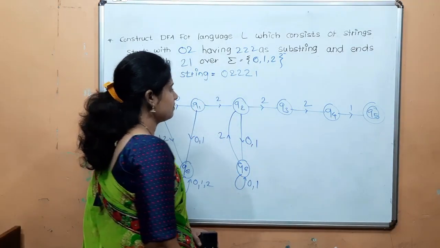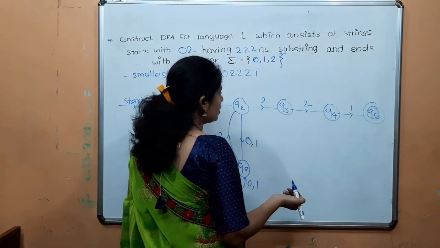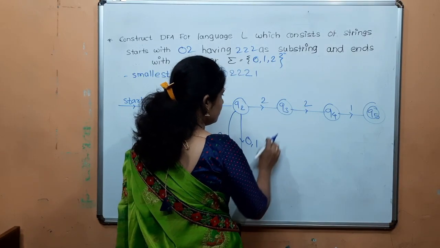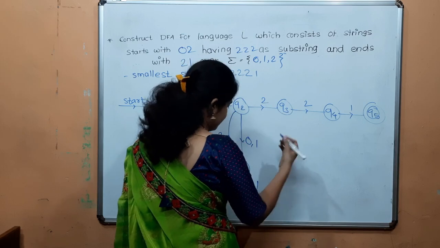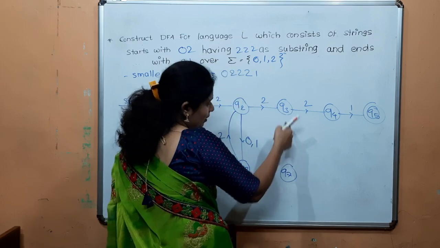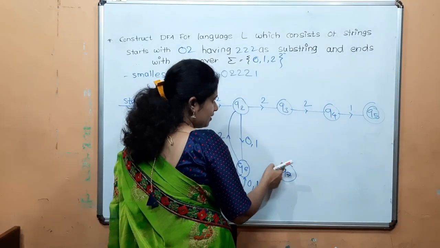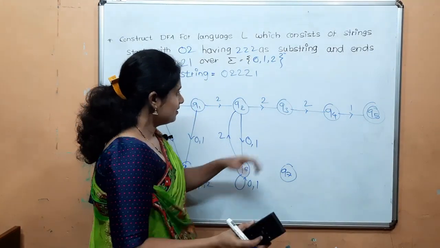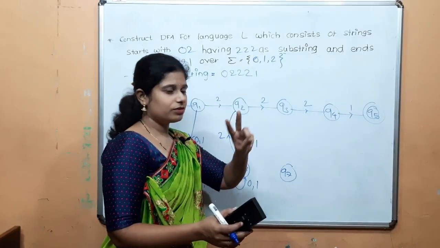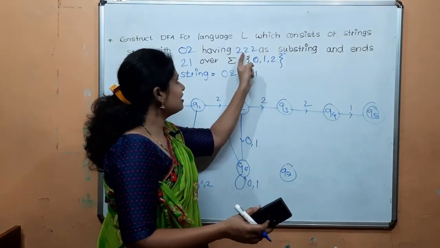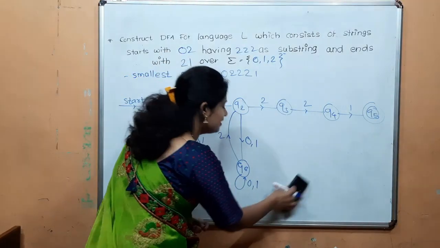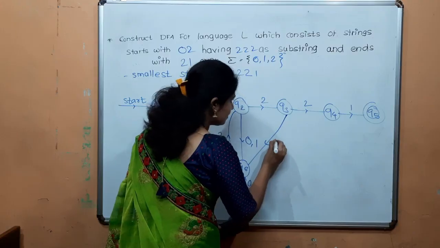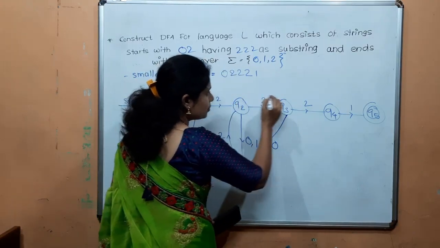Now see here. After these two, if 0 occurs, then what can I do? I cannot give here 0, then 1. So see here, if 0 occurs, I can give 0, then 2, 2. After giving 2, 2, we can get only two 2s. But the condition is having 222. That is why here we can give the 0 to Q6. See here, 0, 2, 2, 2.